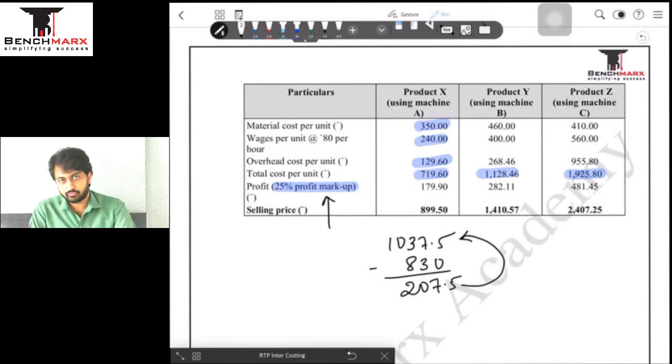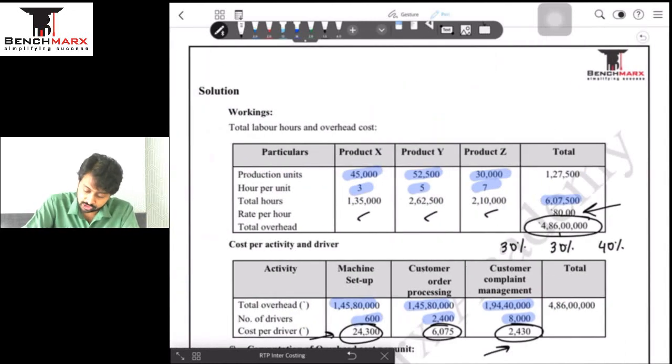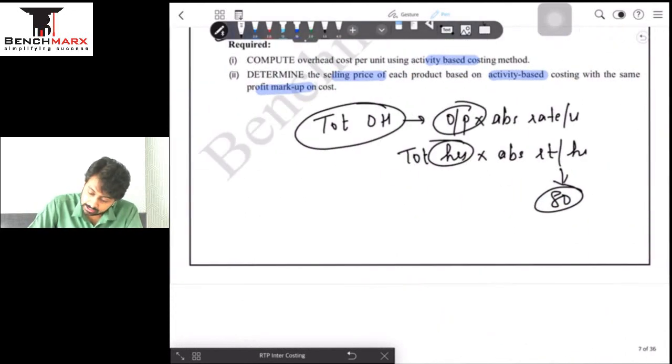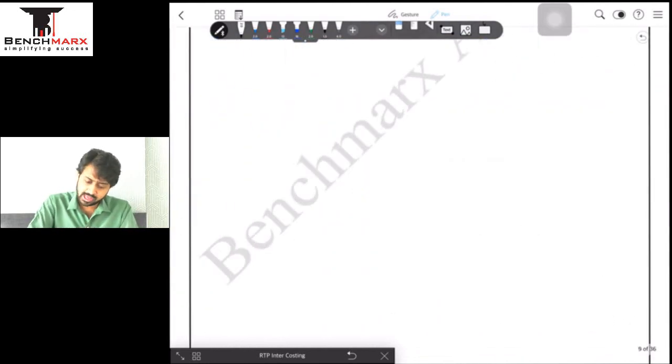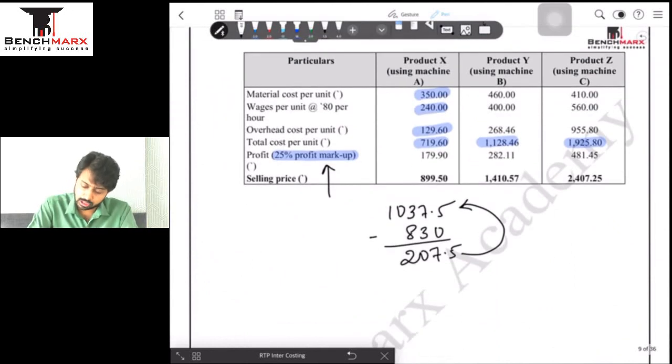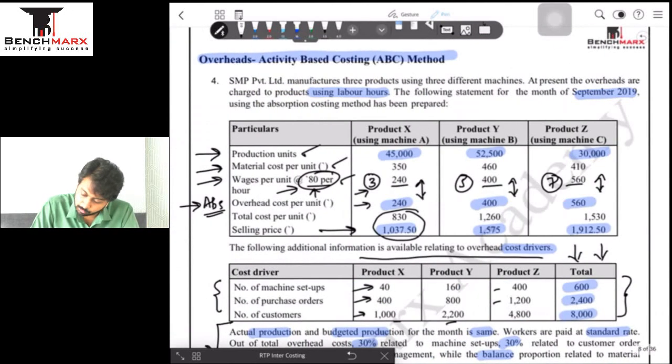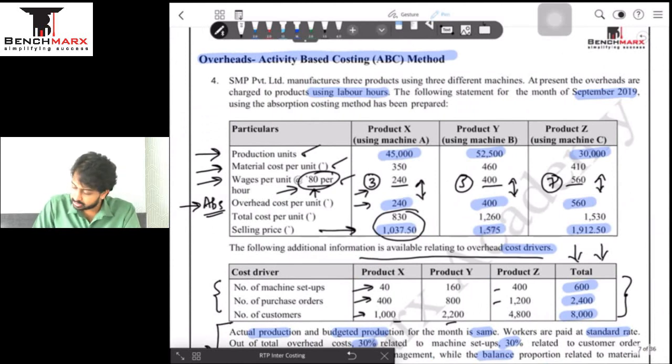And this is how you get the margin. The question clearly mentions, find the new selling price, keeping the same profit markup as existing one. And once I get the profit markup, keep on applying the profit markup. I think sabka ek hi profit markup lag raha hai, 25%. I am not sure. Ek bar find karke dekh lo, same hai kya?